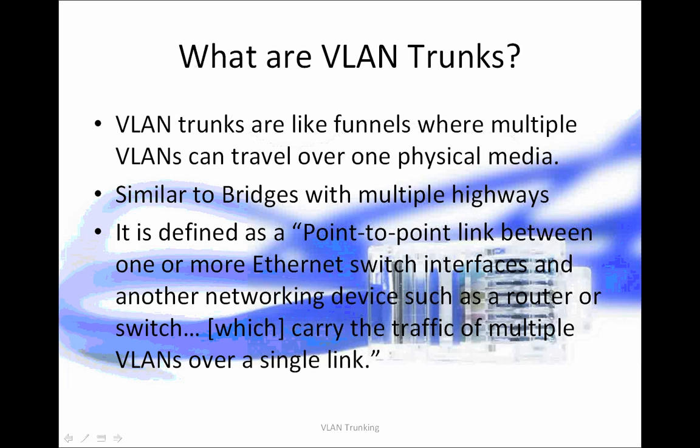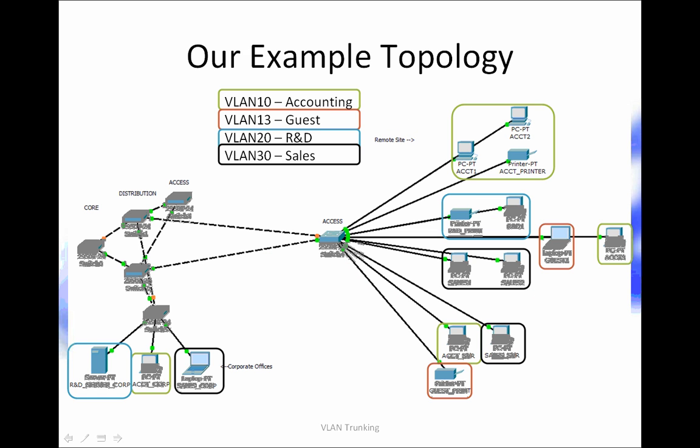So let's look again at our example topology. We have four VLANs. VLAN 10 is accounting, VLAN 13 is guest, VLAN 20 is research and development, and VLAN 30 is sales. On the left is a corporate office, and on the right is a remote site. Let's say it's a nearby building that was close enough to run cabling to and didn't need a WAN. I've circled the devices on each VLAN with a corresponding color: gold for accounting, red for guests, blue for R&D, and black for sales.